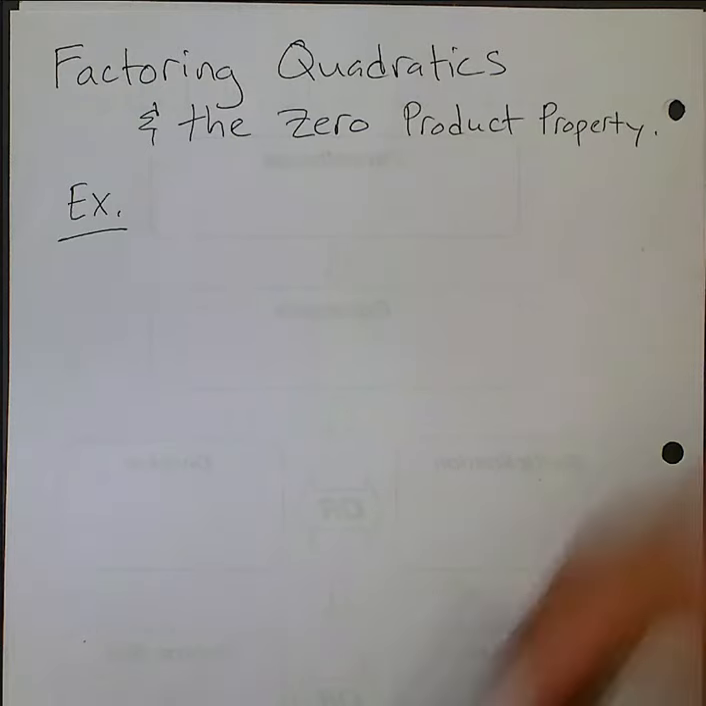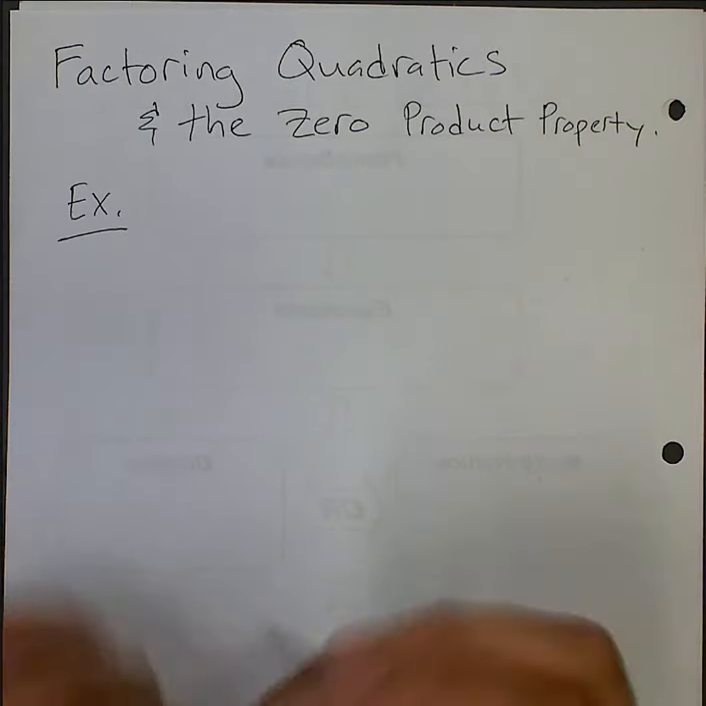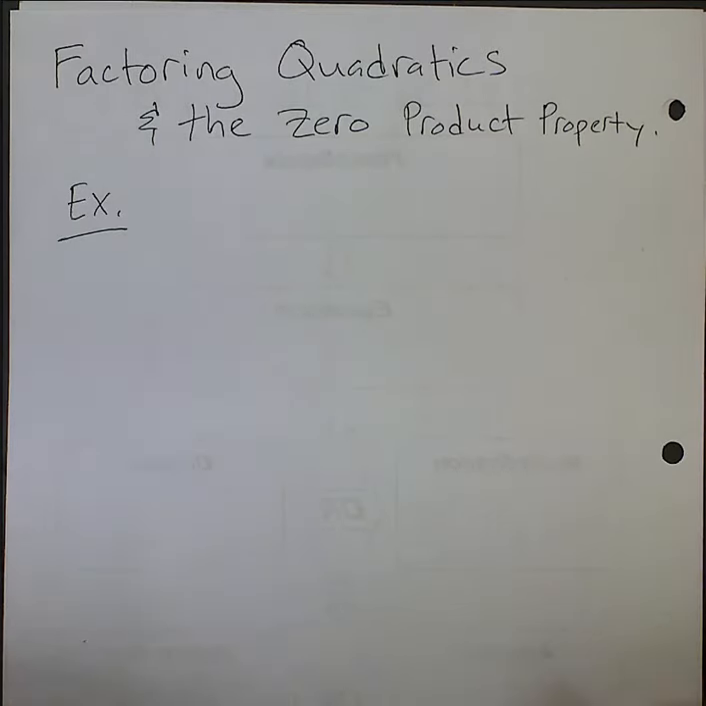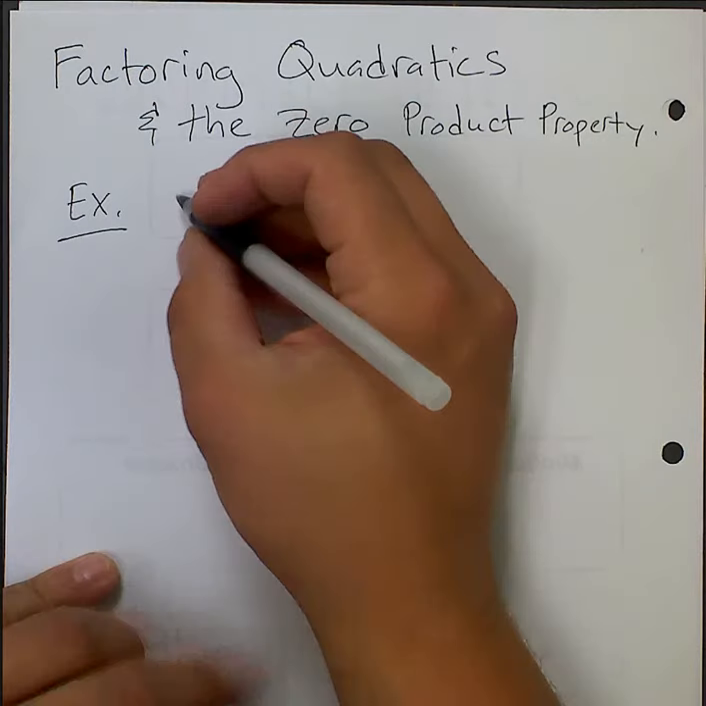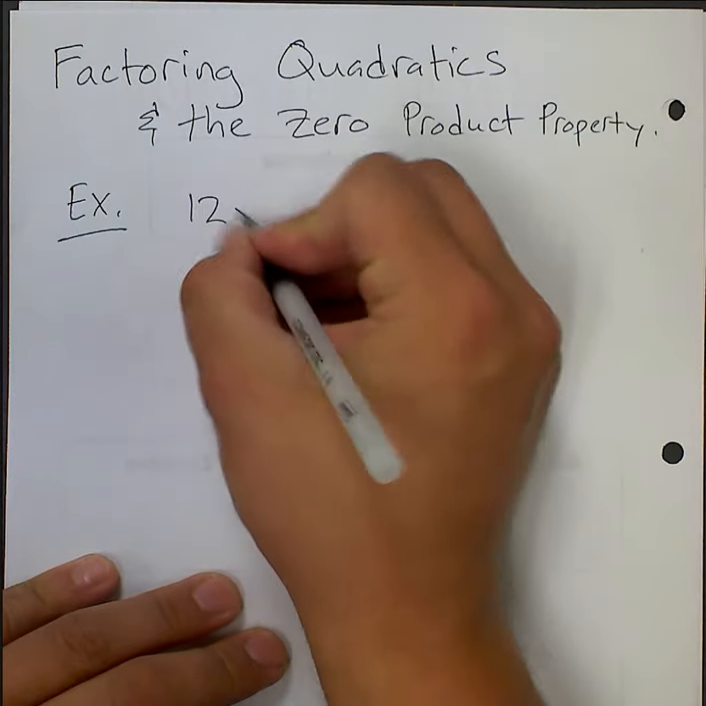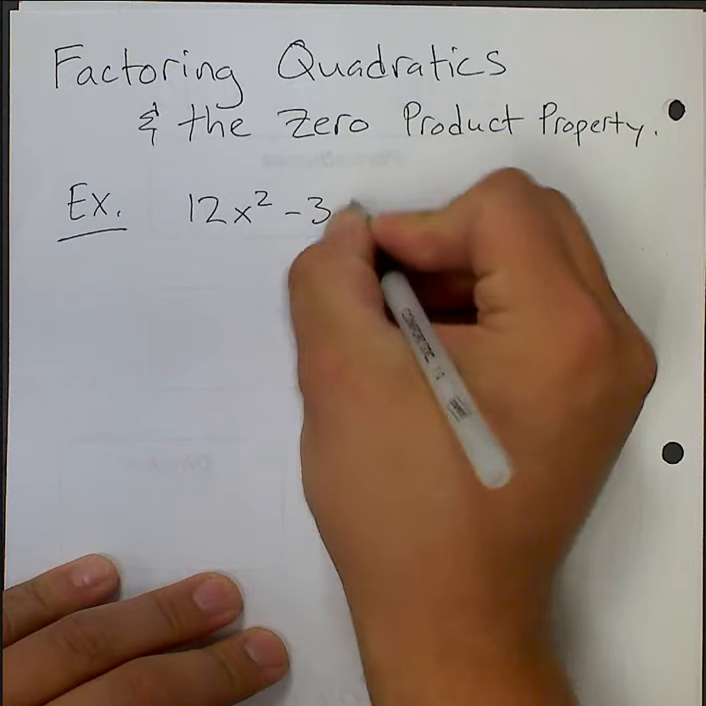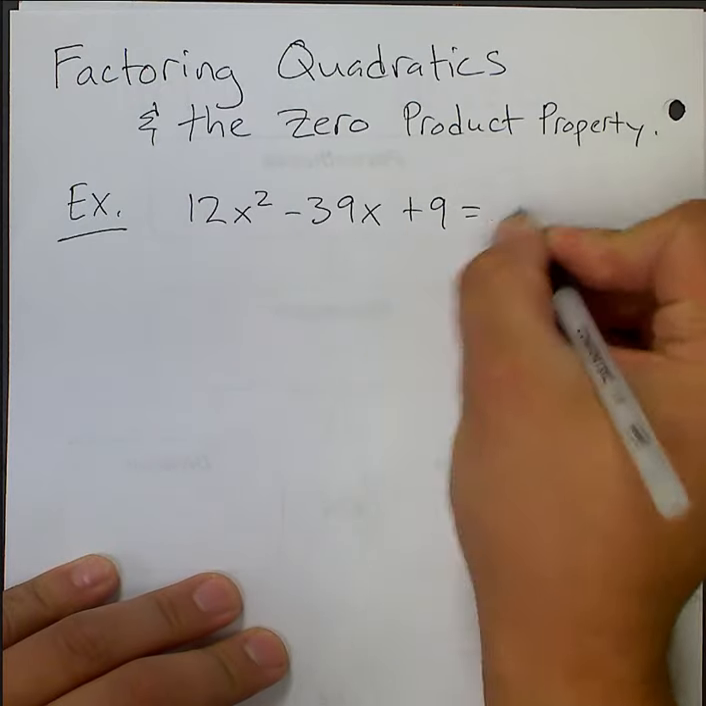What I'm going to be doing in this video is teaching you how to factor quadratics and how to use the zero product property to solve quadratic equations that are equal to zero. An example problem where both of these skills, factoring and using the zero product property, would be used is a problem like this: 12x squared minus 39x plus 9 is equal to 0.